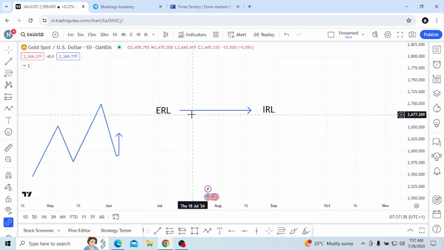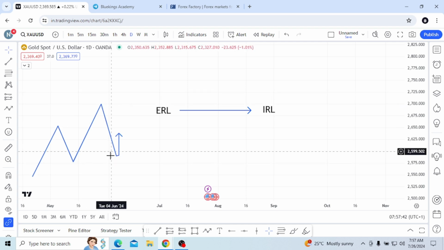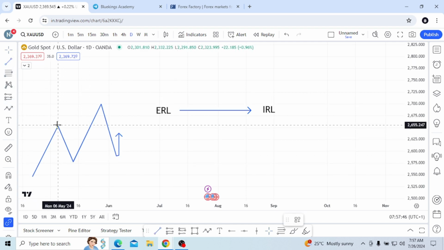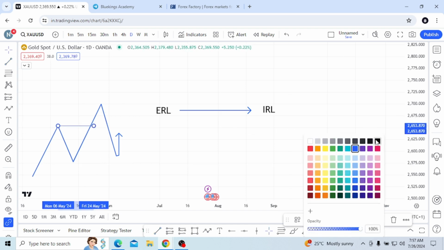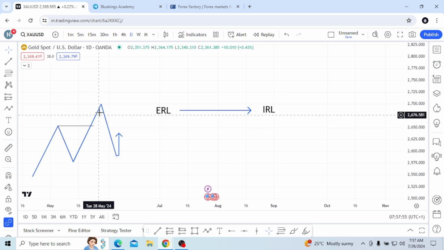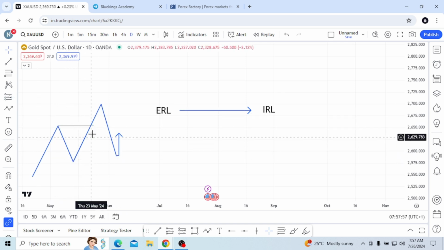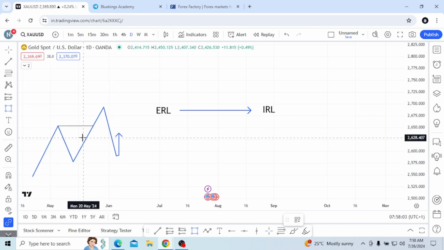Okay, the retail idea behind this is that this is a higher high and this is a higher low, a higher high, a higher low. That's what they're going to tell you, right? But the smart money concept logic, or the ICT logic, behind this is that this is a buy side liquidity and that's an ERL. Okay, and whenever price takes it out, price will have to return to an IRL.